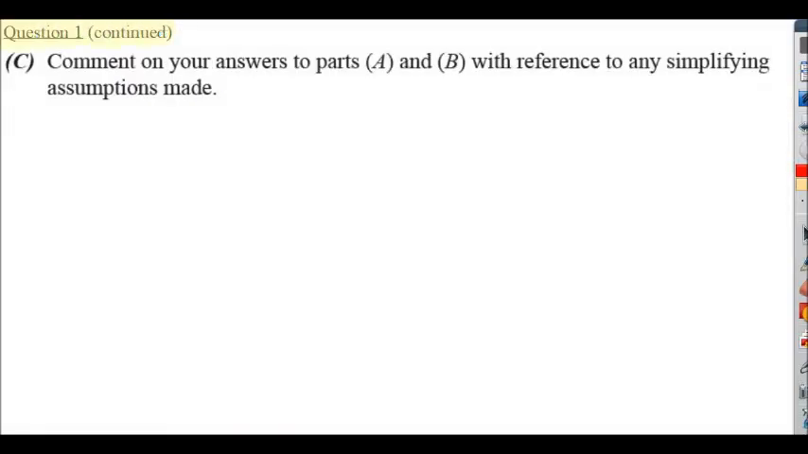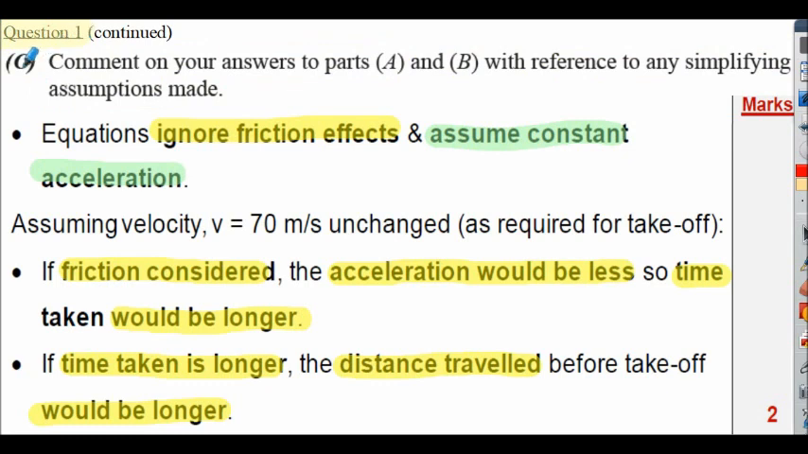And question 1 continued. Sub question C, we're asked to comment on the answers to parts A and B with reference to any simplifying assumptions. Comments added on the next slide. Here's question 1 continued. Sub question C. I'll let you review this slide at your own pace.